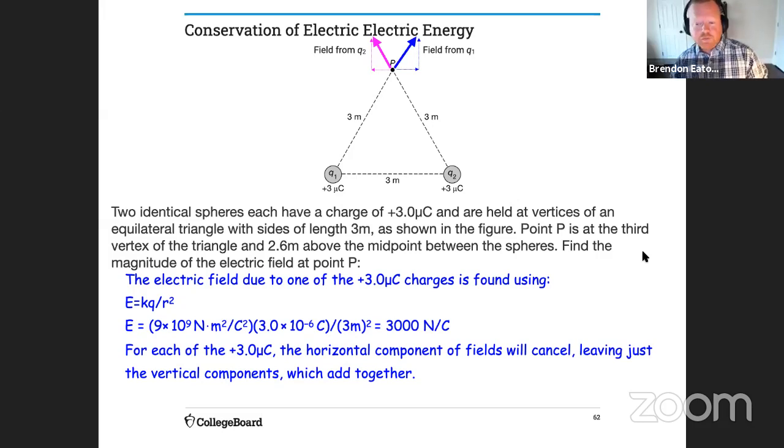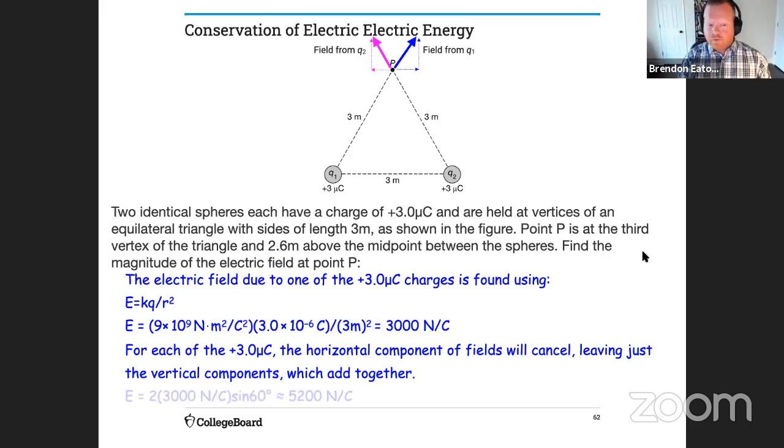Now for each of those charges, Q1 and Q2, if you look back at the diagram that we drew at the top, since they're the same charge and they have the same fields, the horizontal components pointing outwards like this are going to cancel each other out because they're in opposite directions. So the only thing that's left is the vertical component of Q1 and Q2's field that both point up. Since they're in the same direction, we add them together.